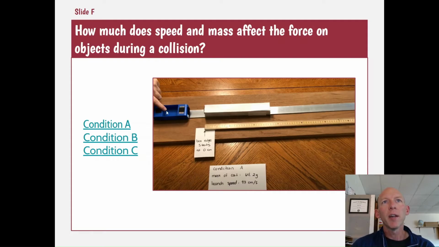In condition A, we had the cart go at normal speed and it was empty. In condition B, we doubled the mass of the cart, but kept the speed the same. In condition C, we doubled the speed, but kept the mass the same as it originally was. All the while, we were trying to see how it affected the force that the cart would have on this box, and we were able to measure that by how far the box moved.